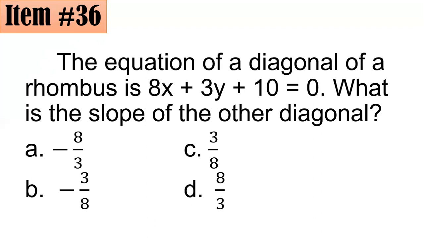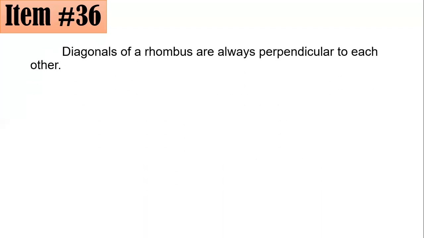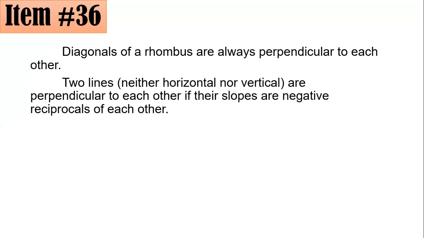And one of the important things here is that we have to get first the slope of 8x plus 3y plus 10 equals 0. But remember that diagonals of a rhombus are always perpendicular to each other, meaning diagonals of a rhombus always intersect at right angles. And remember that two lines of which neither are horizontal nor vertical are perpendicular to each other if their slopes are negative reciprocals of each other.